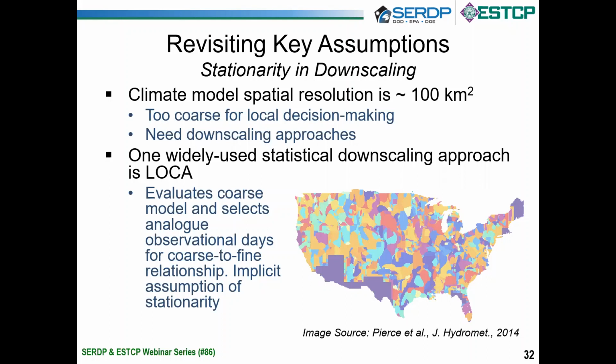They develop analogous observational days in order to develop coarse-to-fine relationships between the model scale and the local scale. And in downscaling, at least with statistical methods, there is an implicit assumption of stationarity because they're built from a historical observational record and can't include climate change.